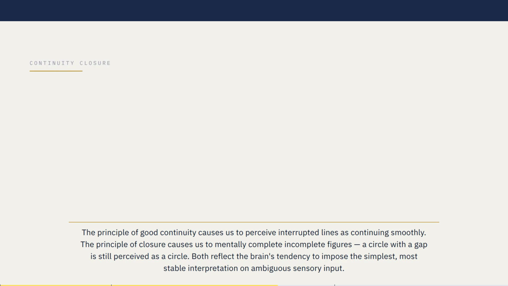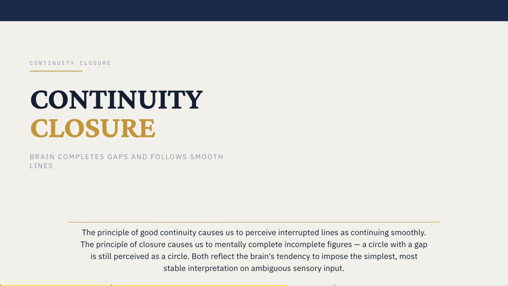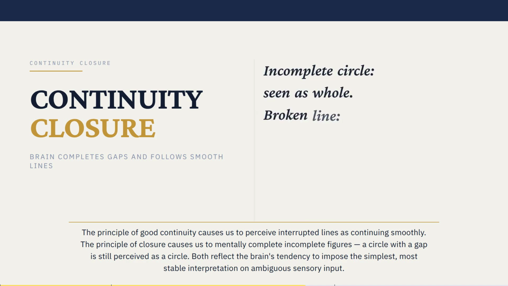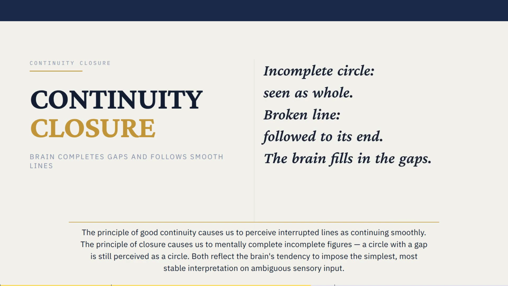The principle of good continuity causes us to perceive interrupted lines as continuing smoothly. The principle of closure causes us to mentally complete incomplete figures. A circle with a gap is still perceived as a circle. Both reflect the brain's tendency to impose the simplest, most stable interpretation on ambiguous sensory input.